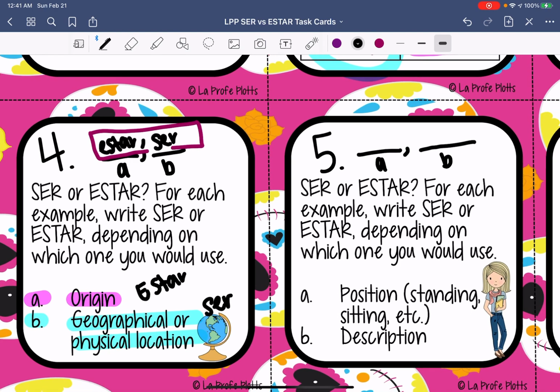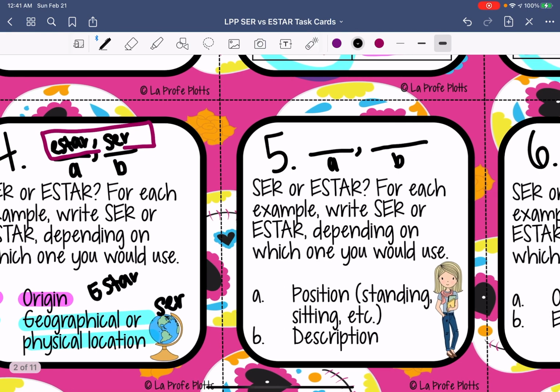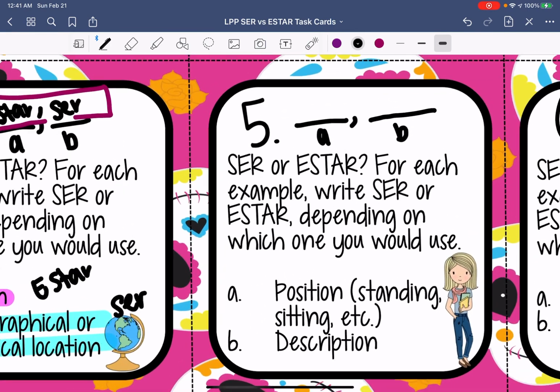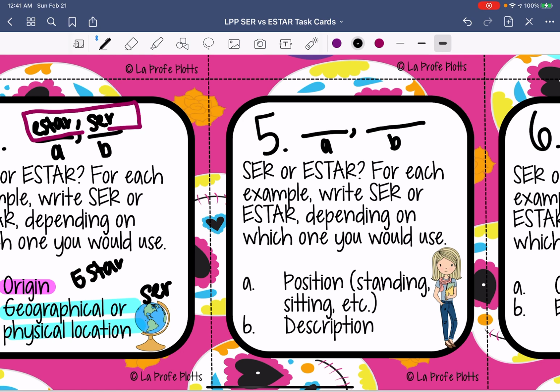So you're going to do the same steps for the next few. So for number 5, would you use ser or estar? A, position, standing, sitting, etc. B, description. So your 2 options that you're going to write is ser or estar, and the only difference in your answers would be that you put ser first, comma, estar, or estar first, comma, ser, depending if you want A or B to match.